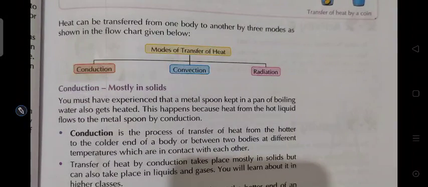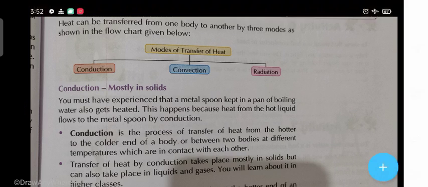Now, heat can be transferred from one body to another by three modes, as shown in the flow chart given below, students. Students, what are the different modes by which heat can transfer? So the first mode that you will study is conduction. Second, about which we will talk, is convection, and the third one is radiation.